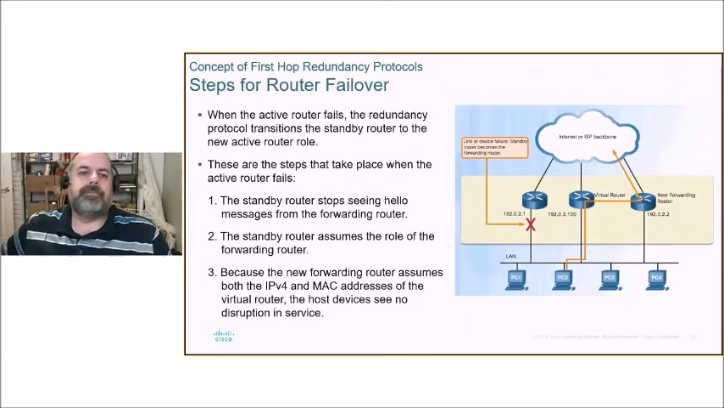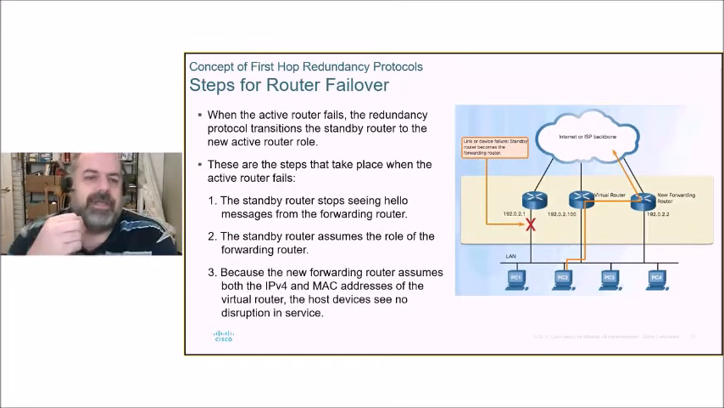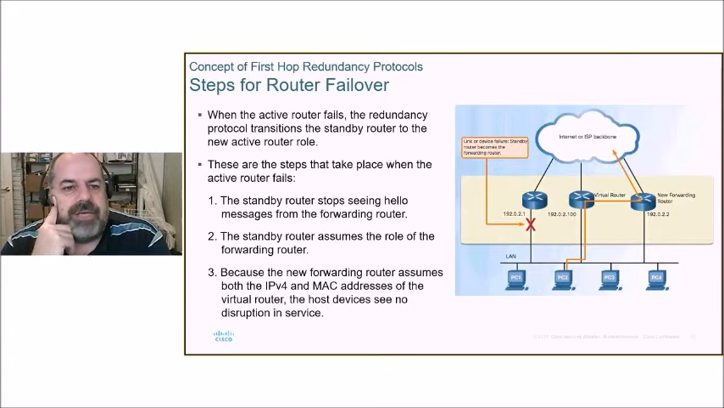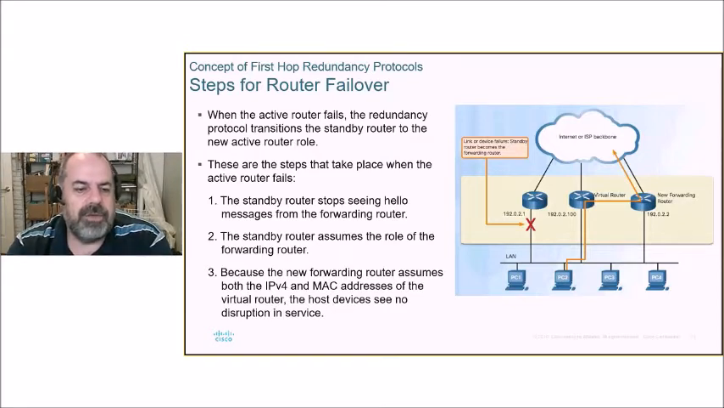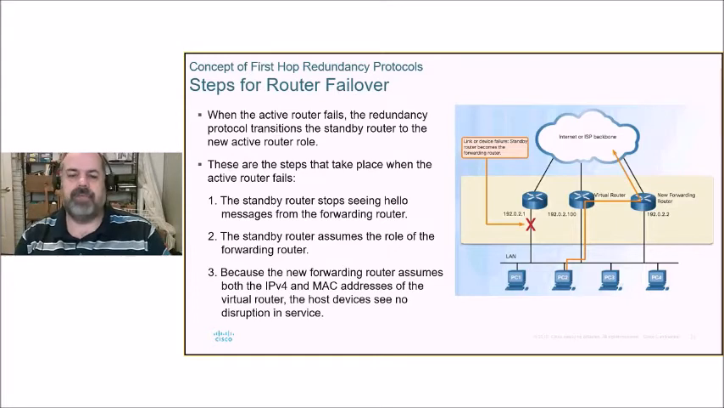So, what are the steps for router failover? When the active router fails, the redundancy protocol transitions a standby router to become the new active router. These are the steps that take place when an active router fails. The standby router stops seeing hello messages from the forwarding router. The standby router assumes the role of the forwarding router, and because of this, the new forwarding router assumes both the IPv4 and MAC addresses of the virtual router, and the host devices see no disruption in service. Well, there might be a momentary disruption, but it won't last very long.